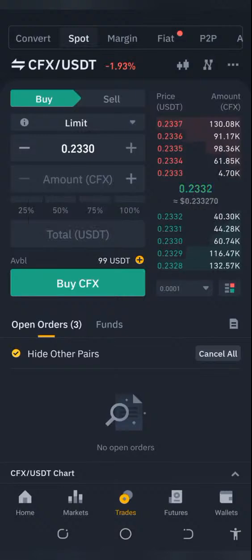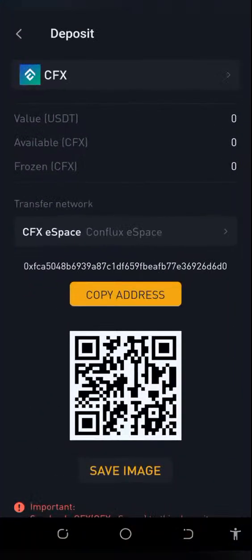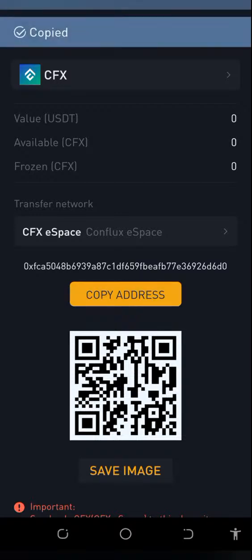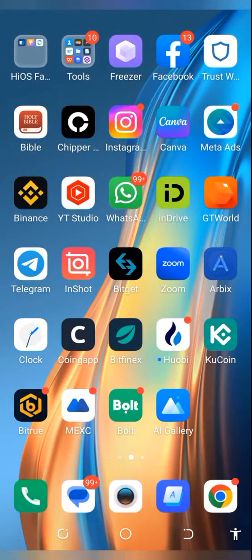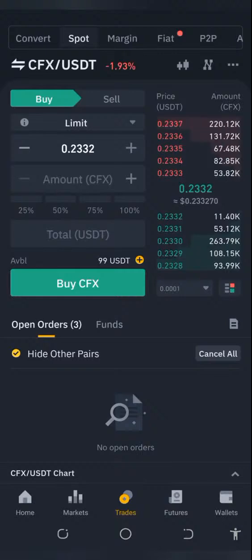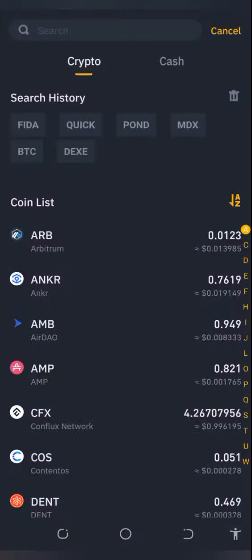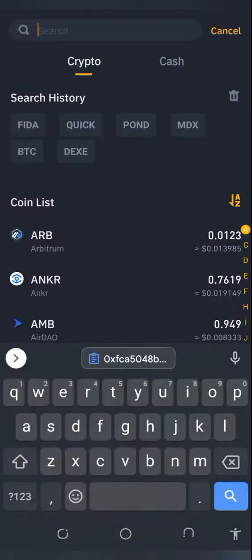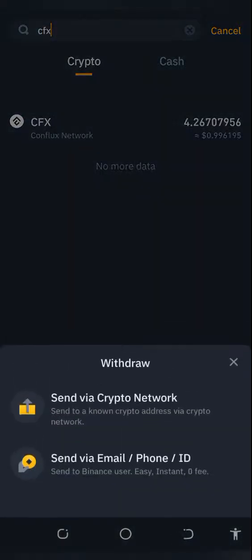Okay. Next is that we have to go and get the withdrawal address. So it's currently CFX eSpace. So we're just testing this out. If this works, keep your fingers crossed. If this works, we're coming back to do this trade live. Okay. So let's copy it. And then we will go back and withdraw. So we check on our CFX. All right. Okay, we just have 4.26.